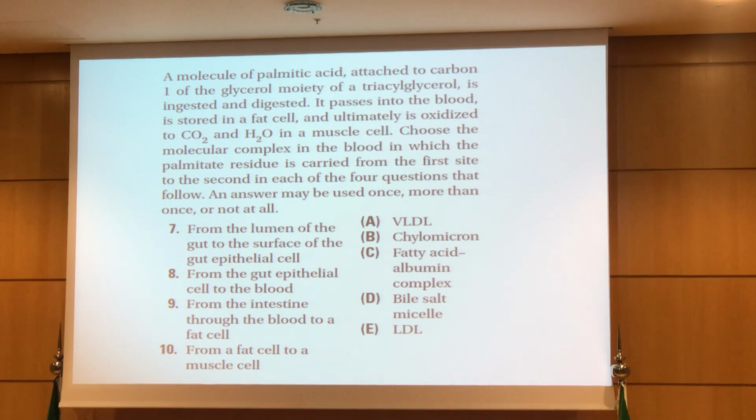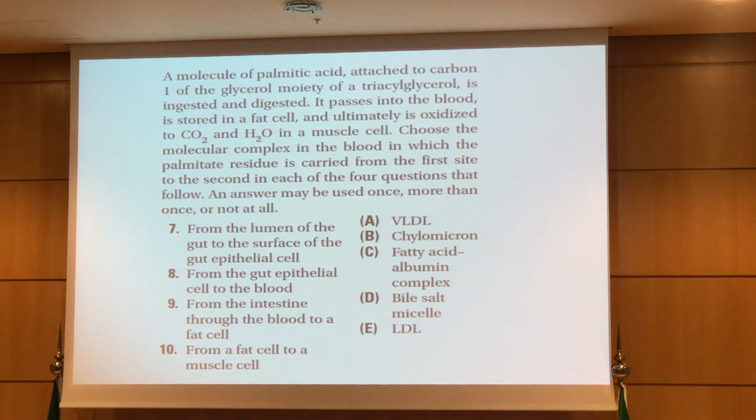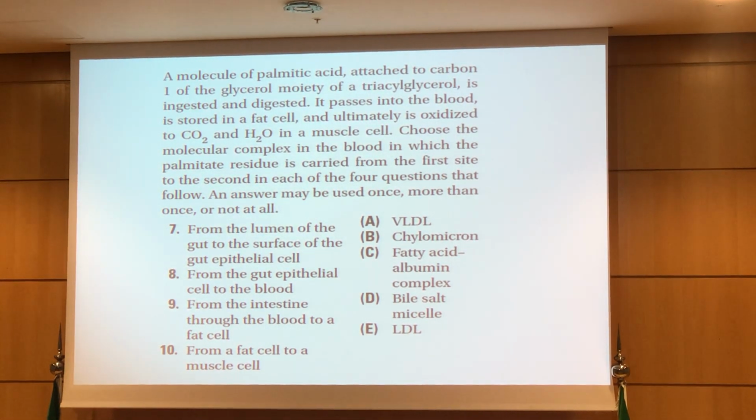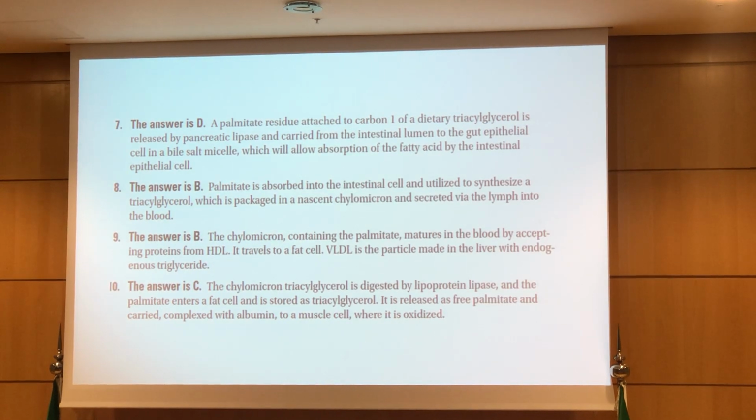Next one. From the intestine through the blood to a fat cell. Again, chylomicron. Yes? Lastly, from a fat cell to a muscle cell. Yes? Albumin. And there's the answers. DBBC. Next question.